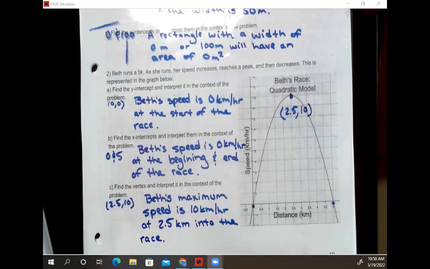Questions for me on number 2? Okay, go ahead and turn the page. And I want you to try number 3. There's some function notation stuff in there, which we've done before. There's interpret the x-intercepts in there, which we've done before. So I want you to try number 3.